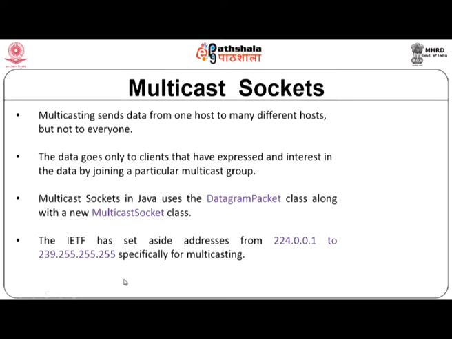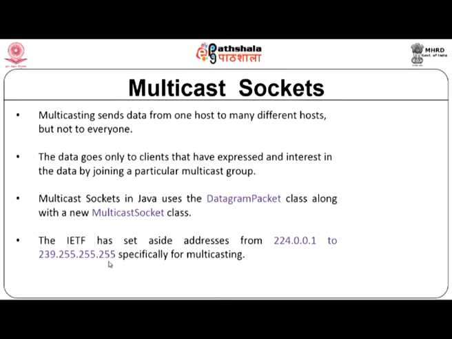So, what do we actually mean by multicasting? Multicasting is like sending data from one host to many hosts, to a group of hosts. The sender sends something that is received by a group of people, but not all people will receive it. Only those who have expressed their interest in joining that group will actually receive this information. So, multicast communication is a one-to-many communication.